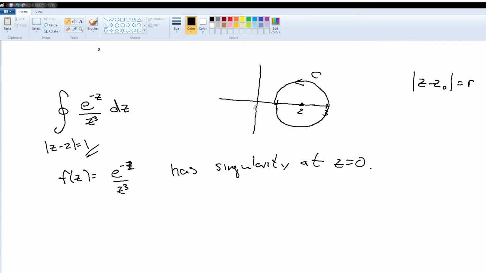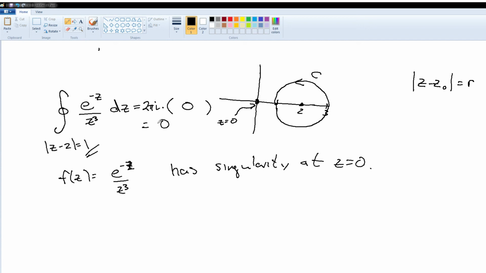And where is our singularity? Well, our singularity is here. So the residue theorem for integrals tells me that this is 2 pi i times the sum of the residues of the function inside. Well, that would be 0. There are no residues, so this integral is 0.